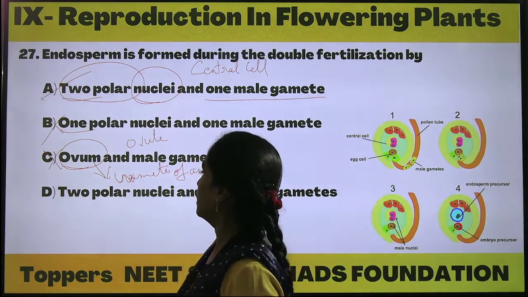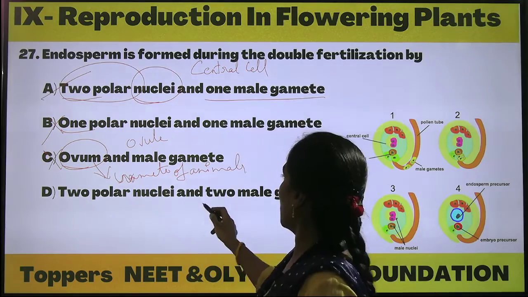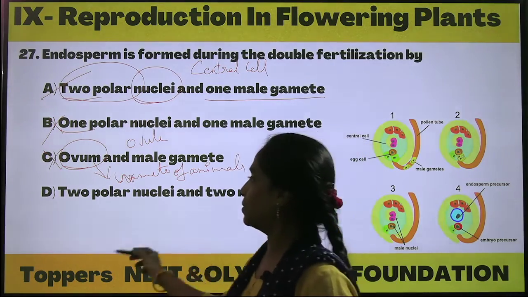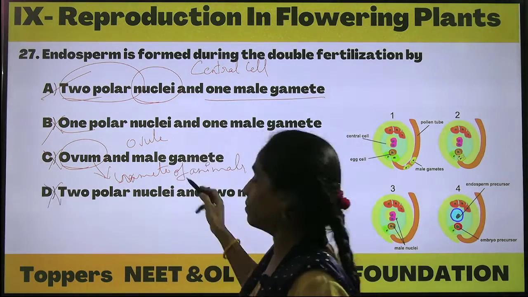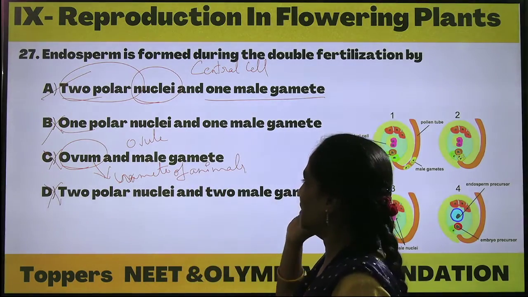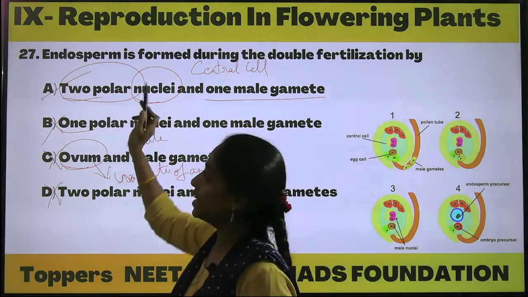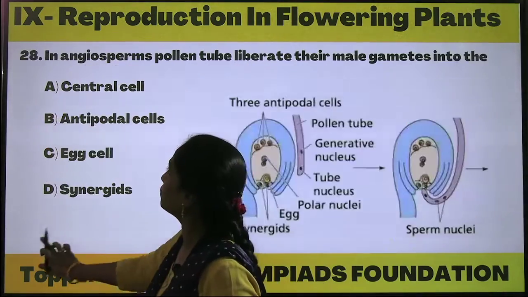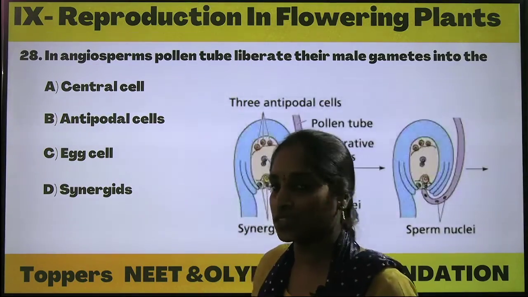And coming to option D, two polar nuclei and two male gametes. That's completely wrong. The first male gamete already fuses with the egg cell and the second male gamete will be fusing with the central cell. So option A will be the correct one. Right? And coming to the next question, dears.